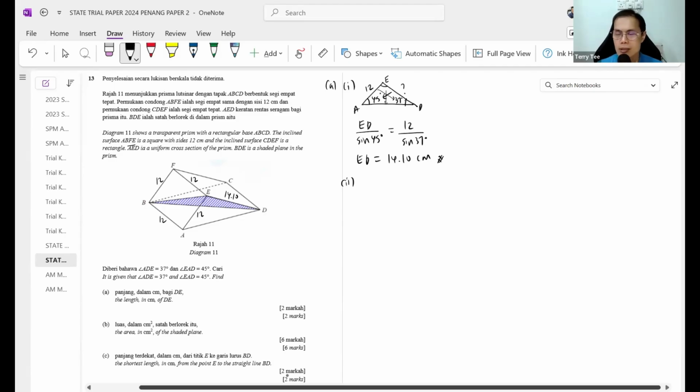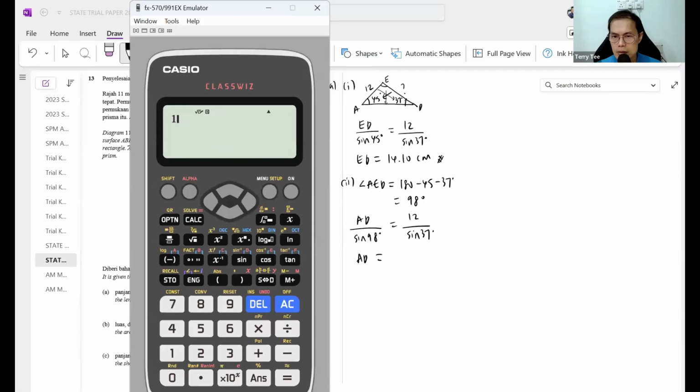But I need to find the angle AED. You can also use cosine rule. I think I will just use sine rule. AED will be 180 minus 45 minus 37. 45 plus 37 is 82. 180 minus 82 is 98. Okay, so I'm going to use sine rule once again. I write AD divided by sine 45 equals 12 divided by sine 37. Okay, now use your calculator. I think I just use back this one, right? I just change this to sine 98. You can see everything else being the same.